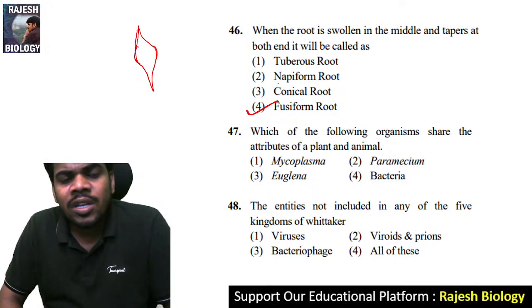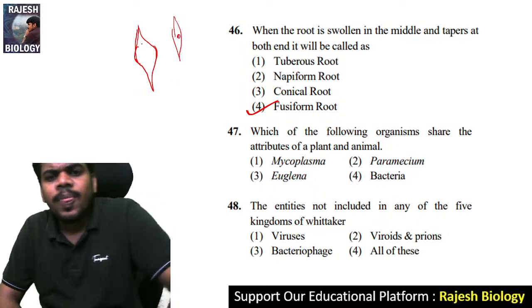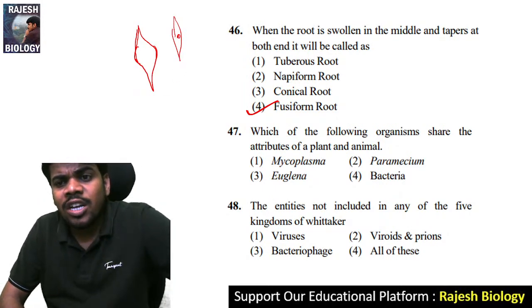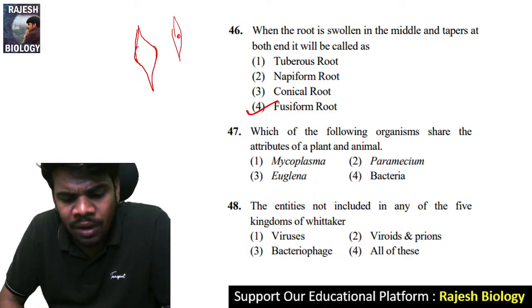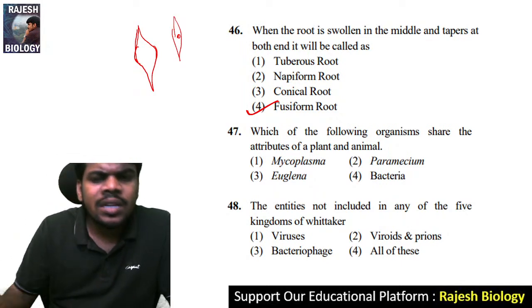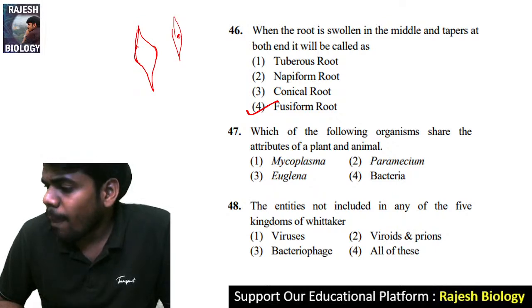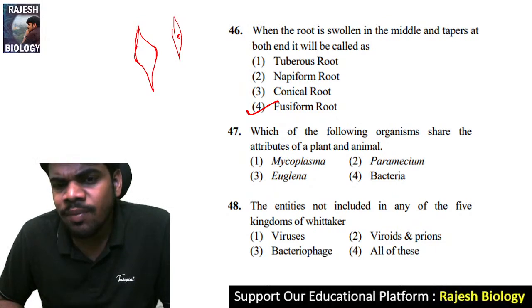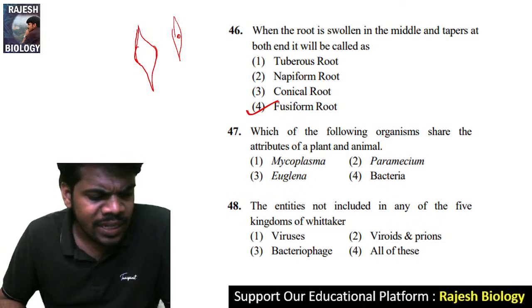Fusiform. Our muscles are also called fusiform muscles, that is smooth muscles, like this. Next, which of the following organisms share the attributes of a plant and animal? 47th question, it is also a repeated question. It was asked previously in our quiz, I think in the first chapter, plant kingdom or something from that chapter. Yes, 47th, very easy question.